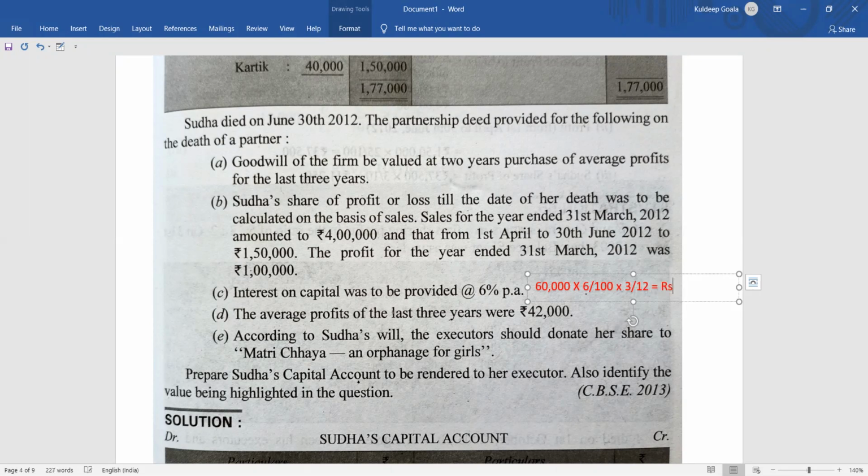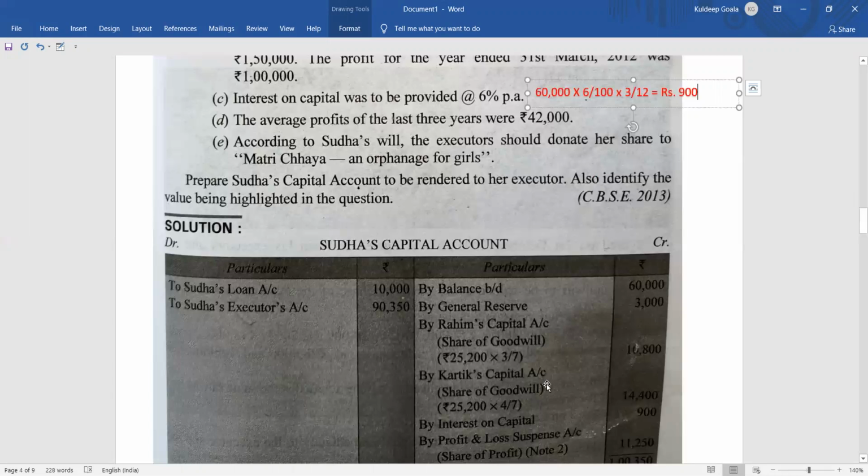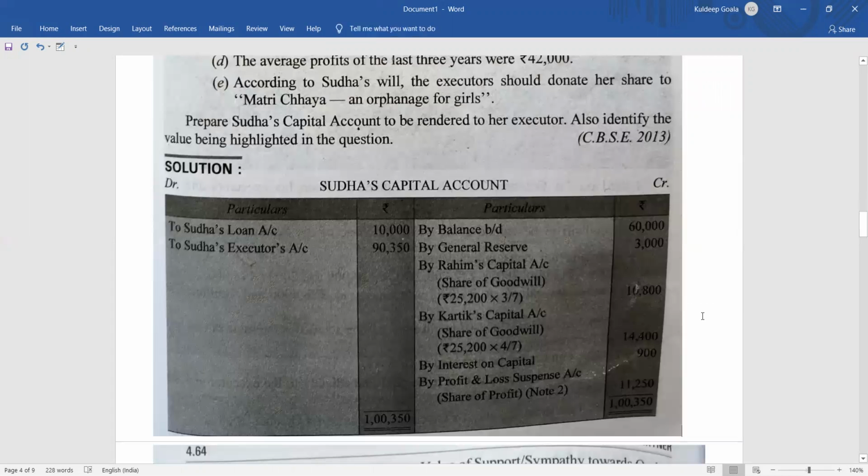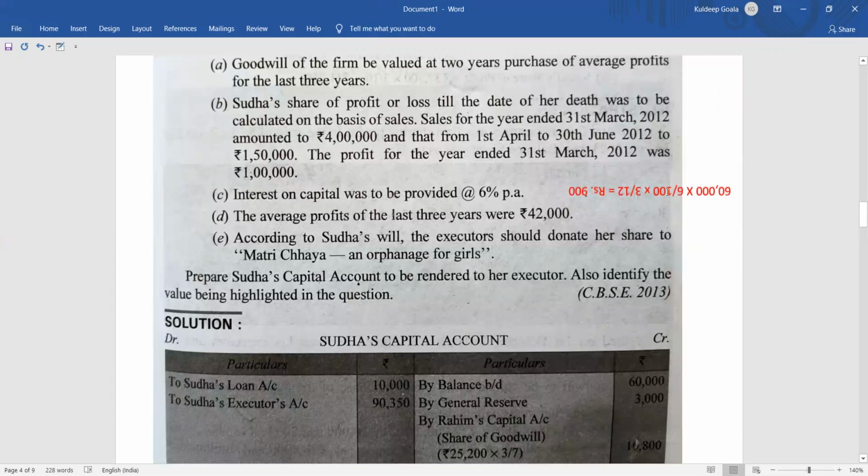So how much is it coming to? 6% of this much will be 3,600, and again it will be 900 rupees. The total amount comes to 900 rupees. Let's check whether it's correct. Yes, it is. So it is 900 rupees. Clear?